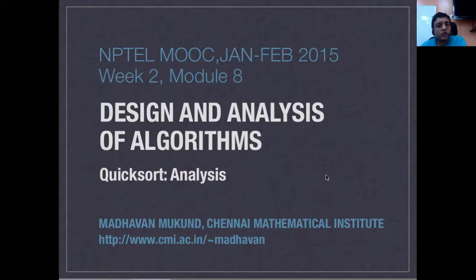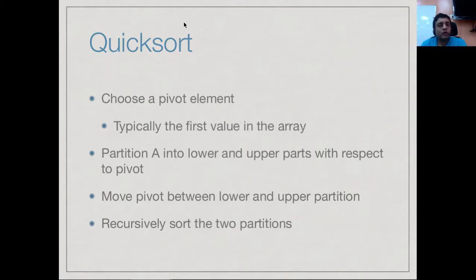So we have seen Quicksort, which is a divide and conquer algorithm which overcomes the requirement for an extra array as in merge sort. So let's do an analysis of Quicksort. So remember how Quicksort works, right?